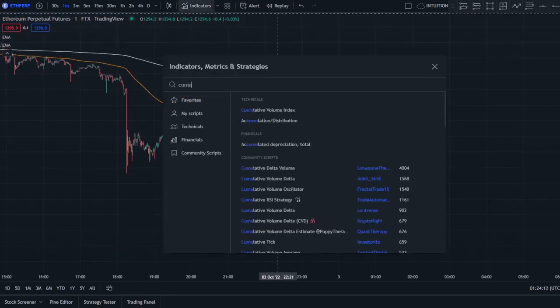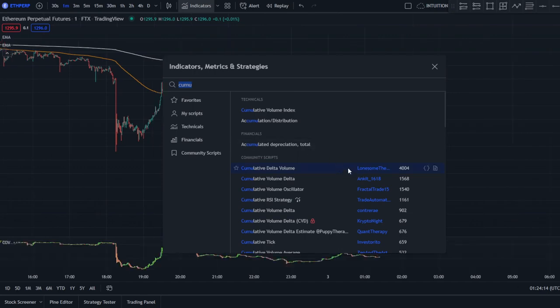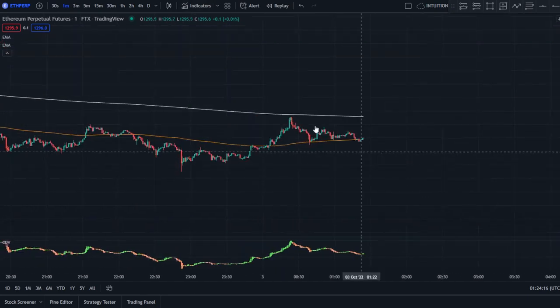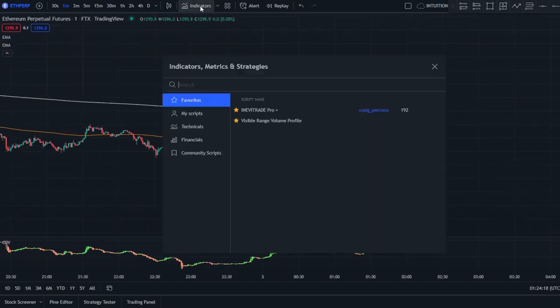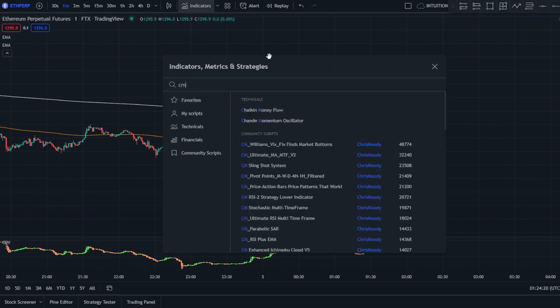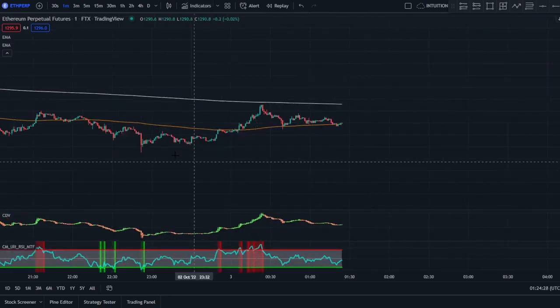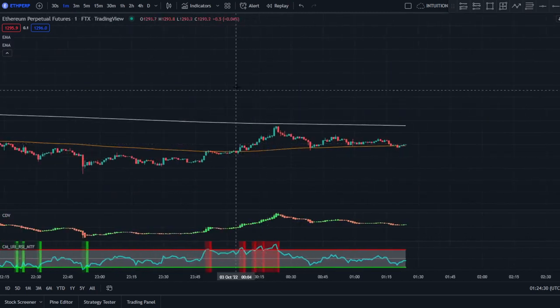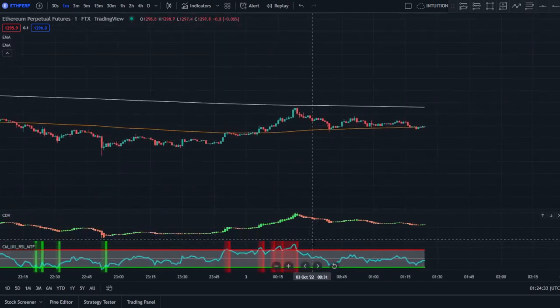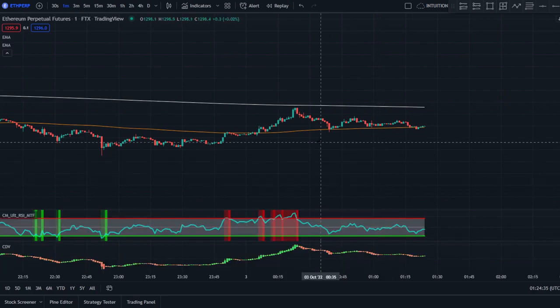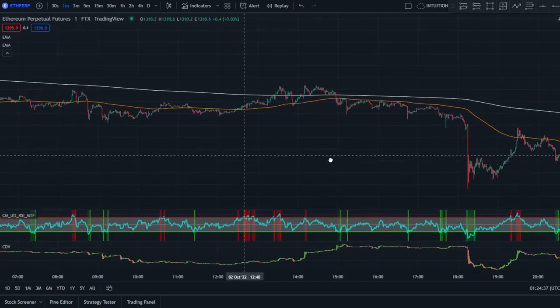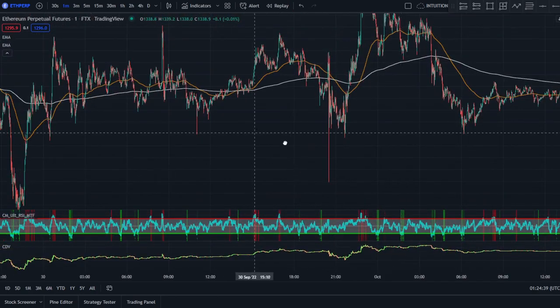Next up, we'll be using your cumulative delta volume by Lonesome for us to give confirmation on our trade, and your most important indicator will be your CM ultimate RSI. So go indicators, search up CM, you'll see this RSI multi-time frame by Chris Moody. So for this, you can see that we have our indicators set up, and I'm going to show you guys how to take positions. First up, I'm going to teach you guys how to take long positions.